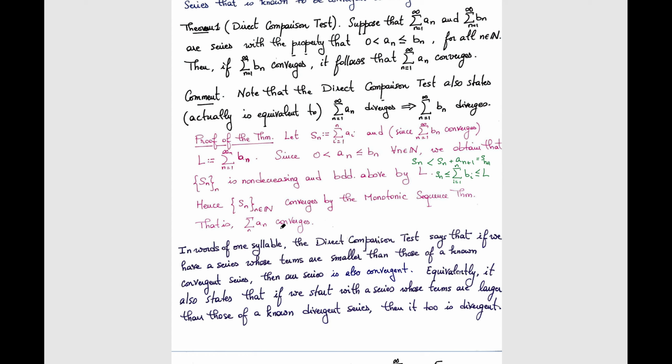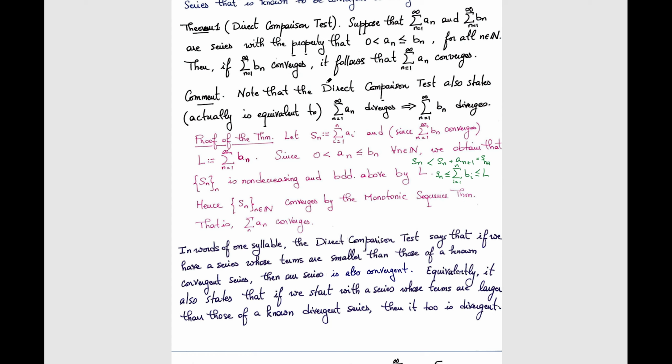If you want to verbalize this result, you can verbalize it by the 3 lines that you see here in blue. Concretely, you can say, if a series whose terms are smaller, the An's, than those of a convergent series, the Bn's, then our series is also convergent. So if you know that the series whose terms are Bn is convergent, and you have another series whose terms are smaller, then that's going to be convergent as well. This is what the theorem is saying.